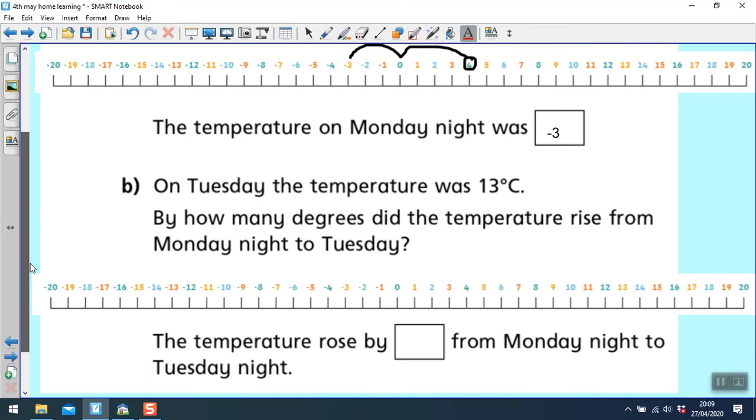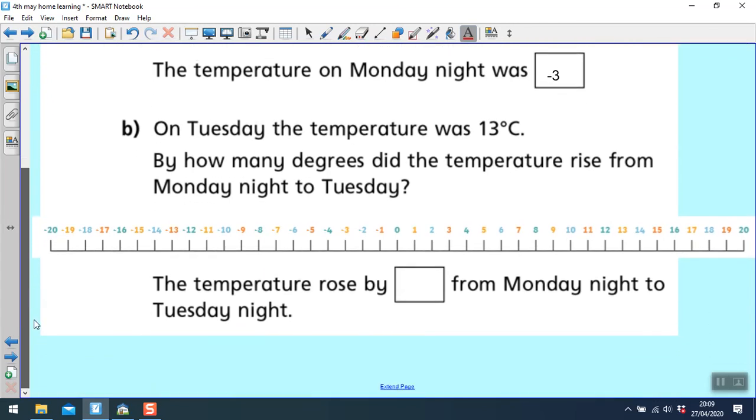On Tuesday, the temperature was 13 degrees. By how many degrees did the temperature rise from Monday night to Tuesday? So on Monday night it was -3. On Tuesday it was 13 degrees. By how many degrees did the temperature rise from Monday night to Tuesday?